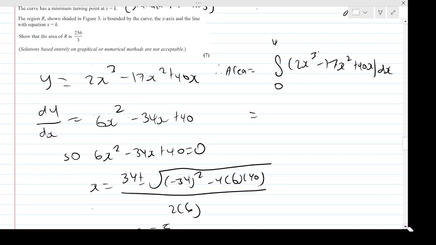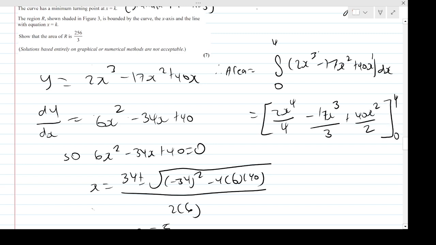Well, 2x cubed, that would go to 2x to the 4, if we add 1 to the power, divide by the power. Then it's minus 17x squared, we add 1 to the power to get x cubed, then divide by 3. Then 40x, we add 1 to the power, well, power is 1. So it'll be 40x squared, divide by 2. And that'll be between the limits 0 and 4. Right? And at that point, we're just substituting stuff in. So substitute 4 in first. Actually, no, we can simplify, right? So if we simplify the fractions inside, 2 over 4, that's going to be a half x to the 4. 17 over 3 doesn't simplify, so that's just 17 over 3, x cubed. And then 40 over 2, x squared goes to 20.